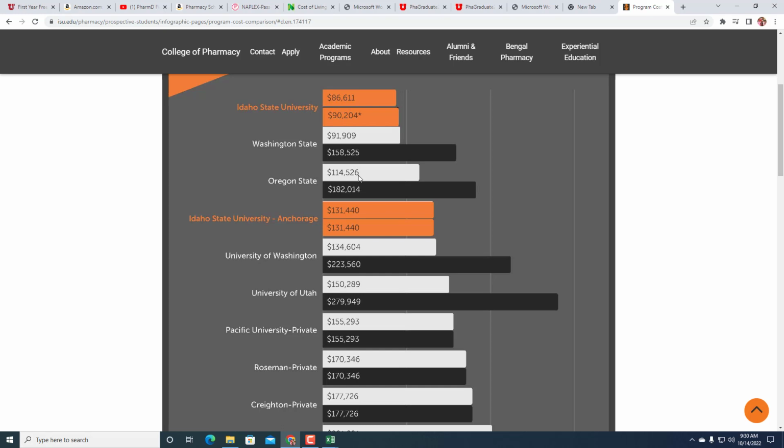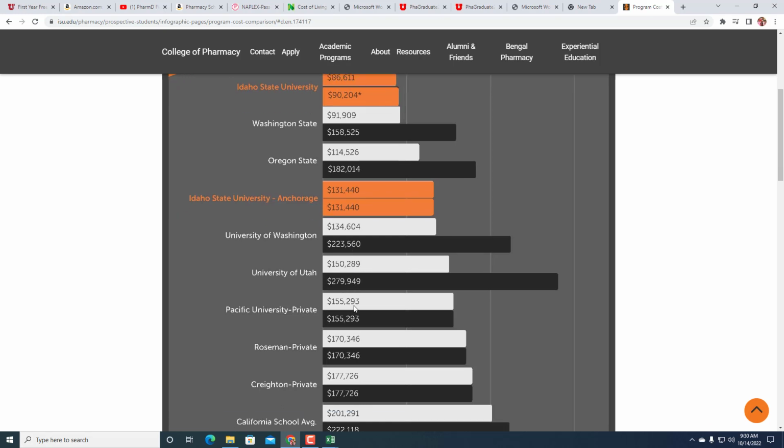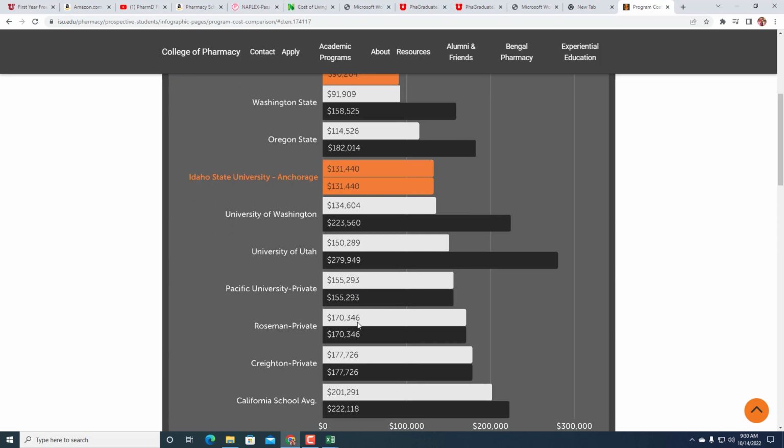Oregon State in-state, significantly less. The Anchorage one costs a bit more, but then certainly cheaper than Washington, Utah. And here's where I see 152.89. I'm not sure where they got that number. It's because my data show that it should be about 160, but maybe it is. So that number is going to go down and should be addressed here. I'm not sure how it could get up to 223 and 279 so quickly, but maybe. Pacific, Roseman, which is in Utah, Creighton, which is in Omaha, and then the average in the California schools.